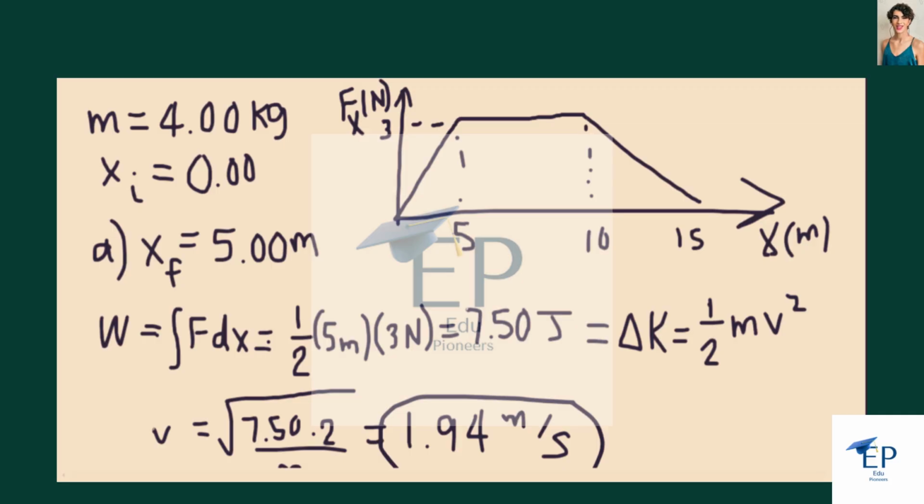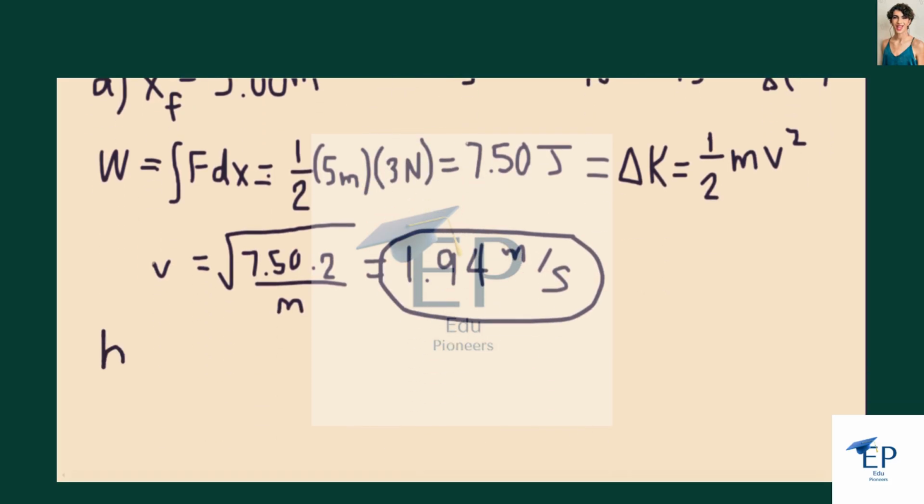So now I'm going to double check and make sure I didn't make a mistake. 1/2 times 5 times 3 makes sense. So that's the work, and that's the change in the kinetic energy, which is kinetic energy final, which is 1/2 mv squared. So I just took the 7.5 times 2, which gave me 15. I divided by 4, that would be giving me 15 fourths. And then I took the square root of 15 fourths, which gives me the answer. Okay, B.